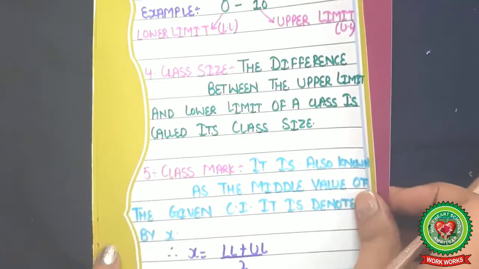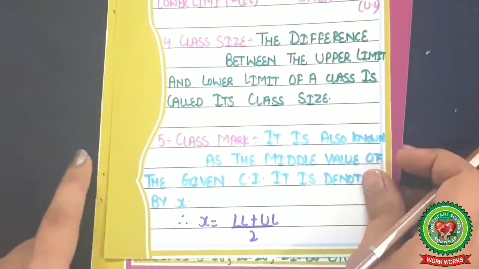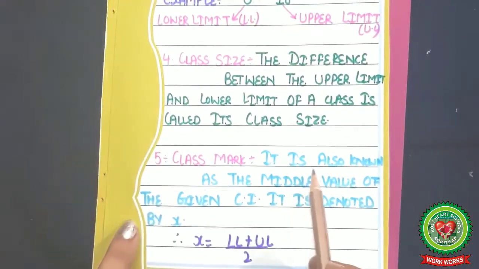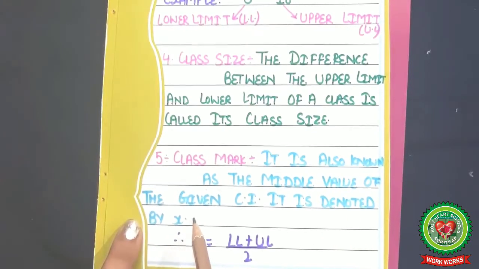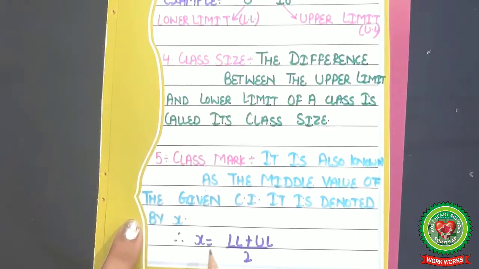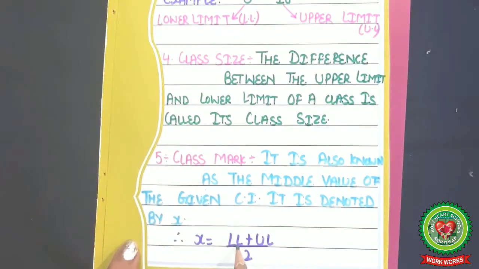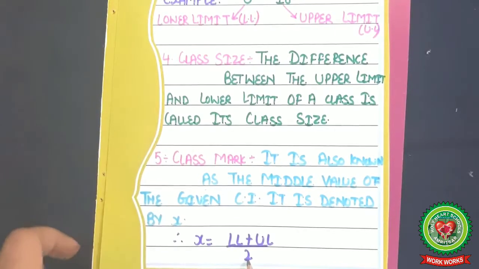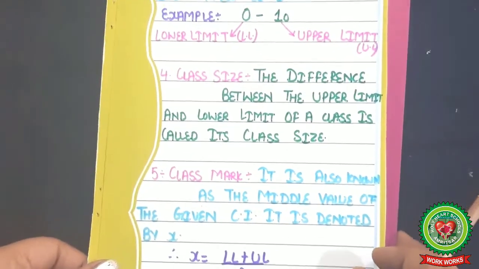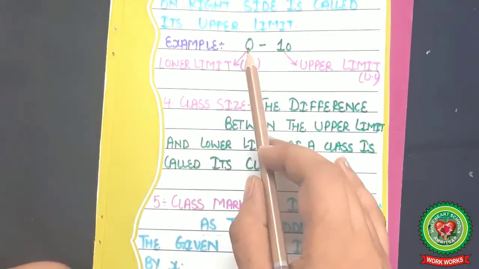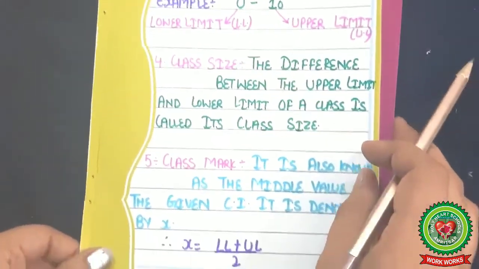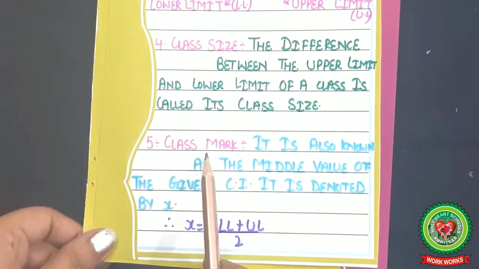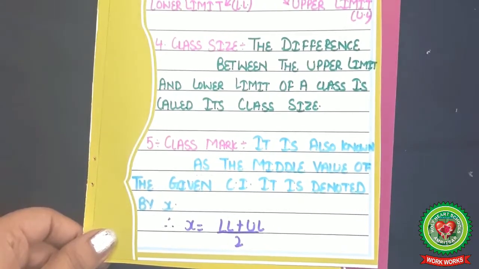Now next term is class mark. What is class mark? See, it is also known as the middle value of the given class interval. It is denoted by small x. What is the formula to find x? Formula is x equals lower limit plus upper limit upon 2. This also we will understand with an example. With the same example, lower limit plus upper limit upon 2 means 0 plus 10 upon 2. So here the middle value or class mark will be 5.